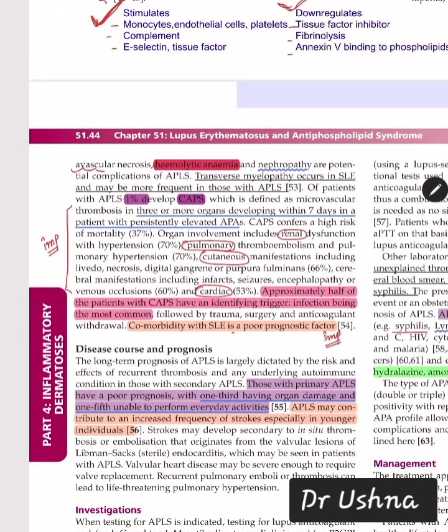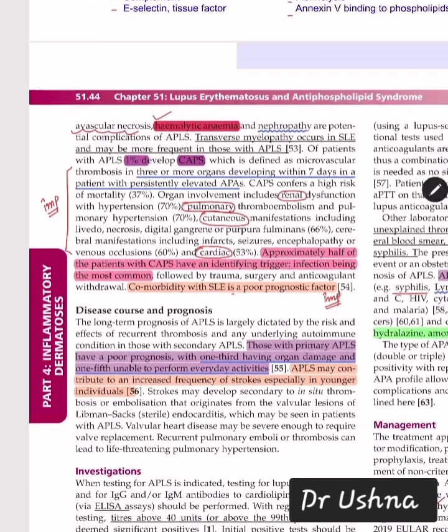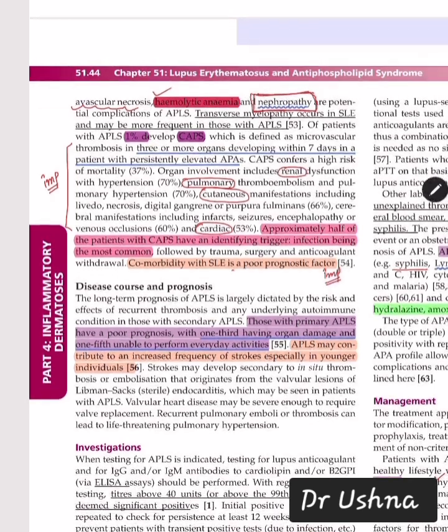So, avascular necrosis and hemolytic anemia is an important complication. Nephropathy, which is also known as lupus nephropathy, is also a complication of the antiphospholipid syndrome. 1% of the APLA patients develop CAPS. What is CAPS? It's 3 or more organs developing within 7 days in the patient with persistently elevated APA.